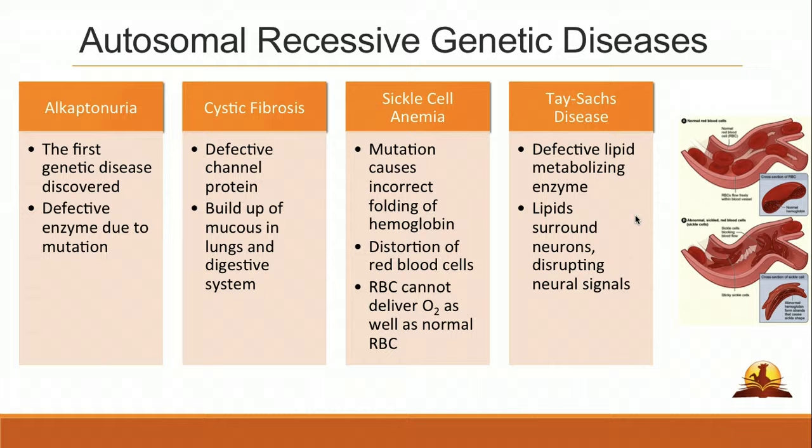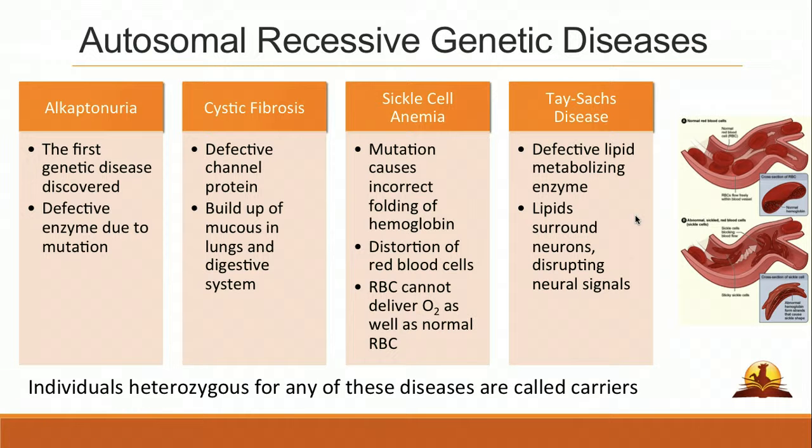I think the last three are kind of easy to remember. The first one, alkaptonuria, is new to me also. But remember that's the very first genetic disease discovered. If you are heterozygous for any of these diseases, you're called a carrier. So even if it's recessive in your body, you are considered a carrier because, again, you could have a child with another carrier, and your son or daughter can contract it even though neither of the parents has it.